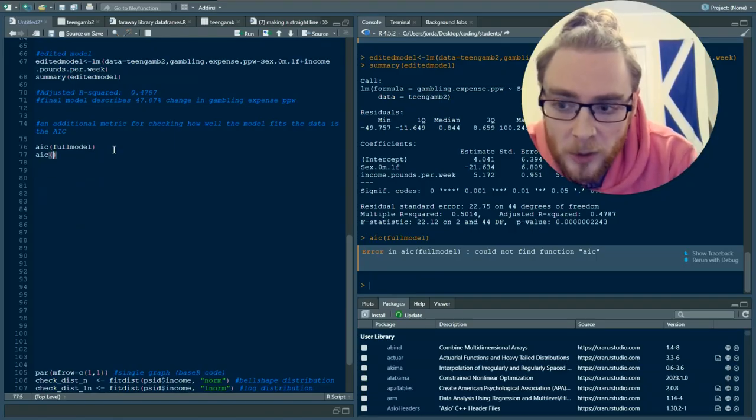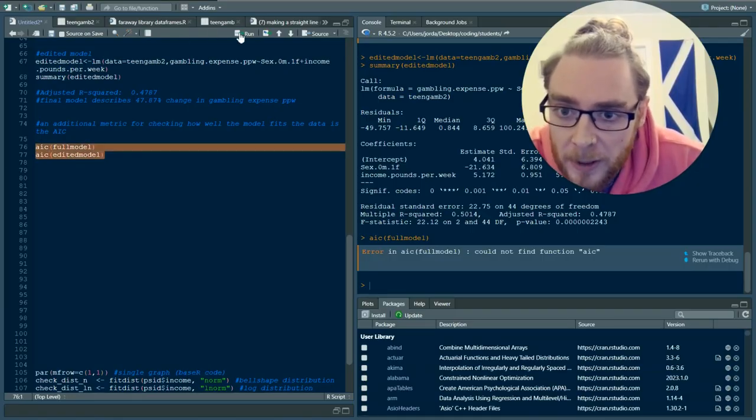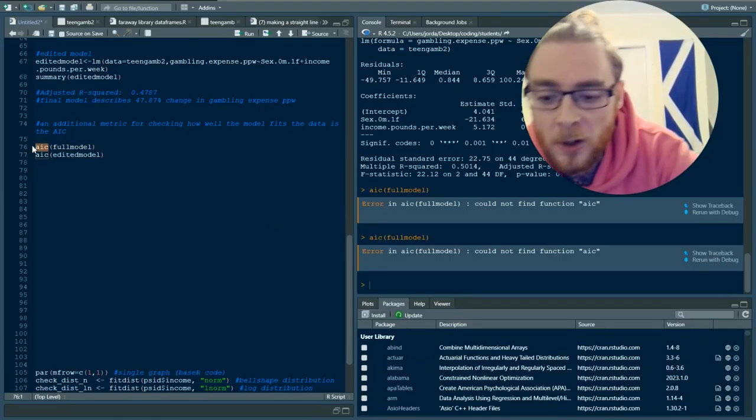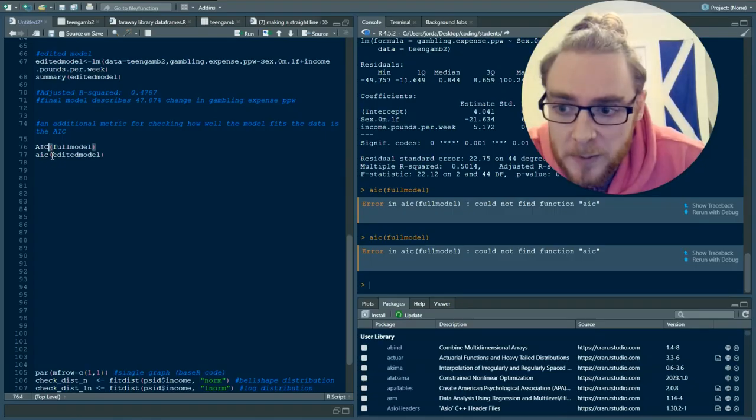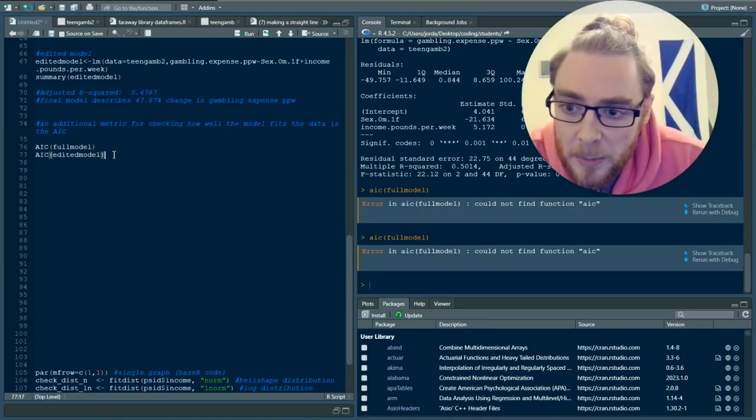It's small letters for AIC, and we'll just run them both together, why not, and see what the numbers are. Okay, maybe it's not, guys, maybe it's capitals. In another library it's small, but I don't have that library loaded. So capitals is base R.